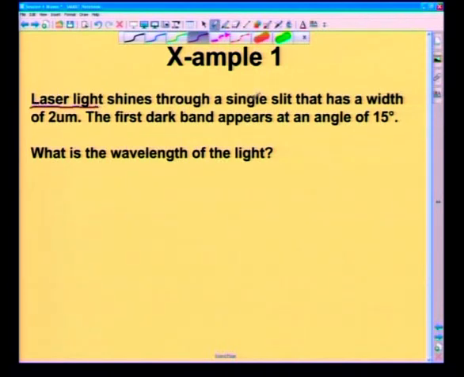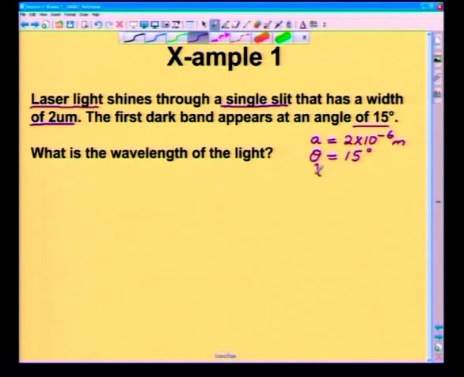Now let's look at some examples quickly. Laser light shines through a single slit that has a width of 2 micrometers. The first dark band appears at an angle of 15 degrees. What is the wavelength of the light? So we can write down what is given to us. We are told that the size of the slit, we use a for the size of the slit, is 2 micrometers. And what is 2 micrometers? You must convert to work in meters, 2 times 10 to the power minus 6 meters. We have converted now. Then we are told that the angle is 15 degrees.